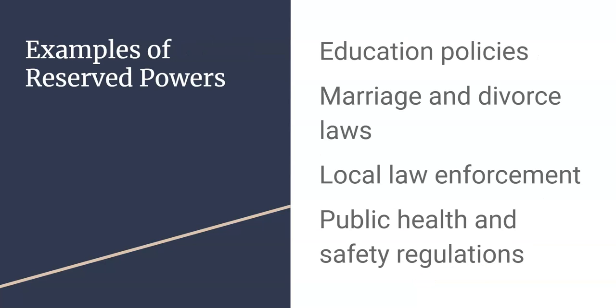All right, so what are some examples of these reserved powers that are reserved to the states? These would be things like education policy. A lot of your local school district stuff is decided by state laws and local school boards, not the national government. Marriage and divorce laws. A lot of those are left up to each state, which issues its own marriage licenses and has its own rules on how marriages and divorces work. Local law enforcement is not handled by the federal government. It's handled by state and local forces. And then a lot of public health and safety regulations are also set up by the state governments.